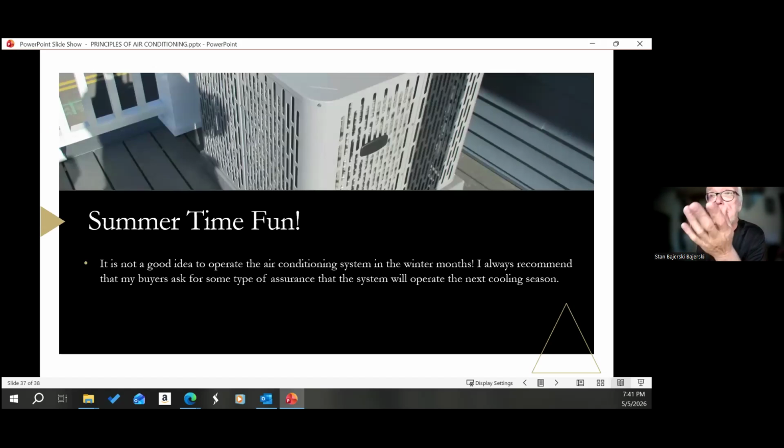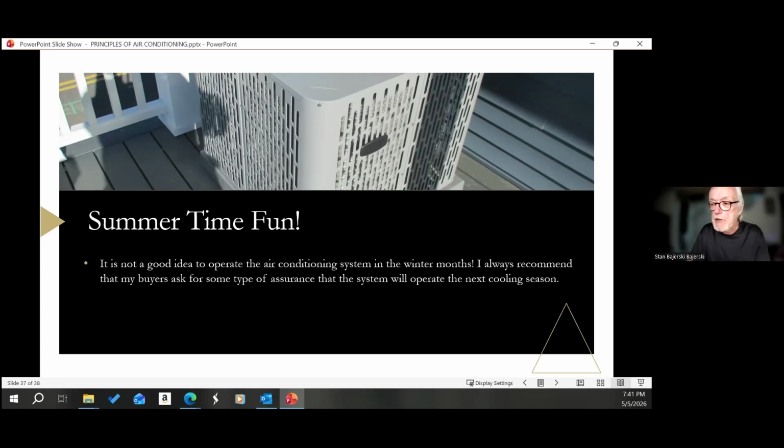It's not a good idea to operate the air conditioning system in the winter months. I always recommend that my buyers ask for some type of assurance that the system will operate next cooling season. I've had that kind of stuff happen.